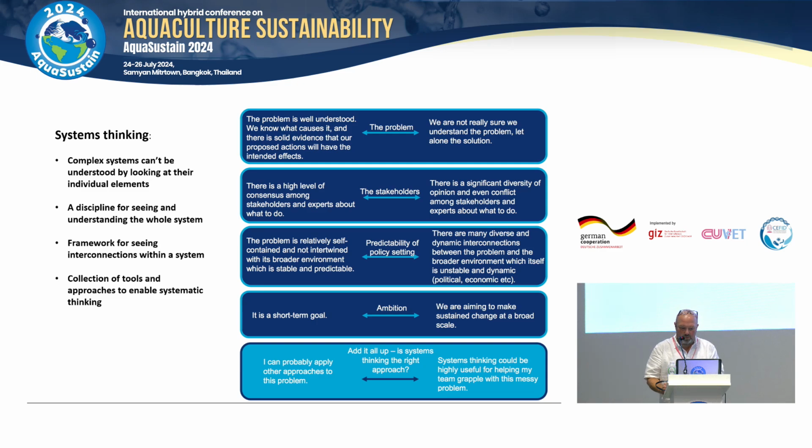Do we understand the problem? Do we know what causes it? So are we already at a sort of solution stage, or are you still trying to understand what the problem is? Similarly, questions about the stakeholders, the policy setting, the ambition, and going through that process will help you think, yeah, this really is a systems approach, so I need to work out what the available tools are for working within that systems framework. I'm not going to go into that today. There's loads of stuff online. Look it up. It's actually really interesting.